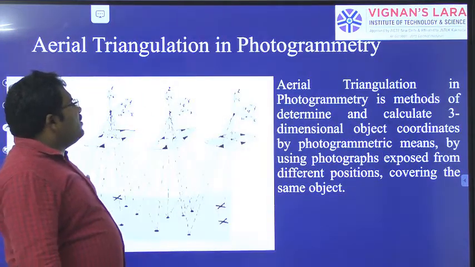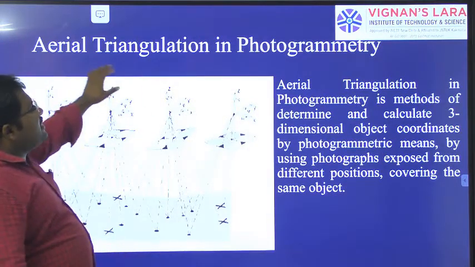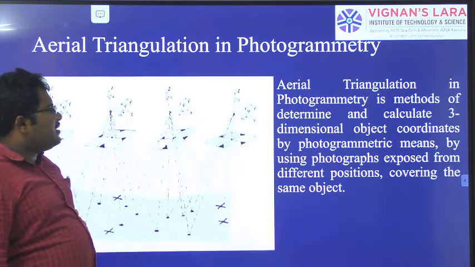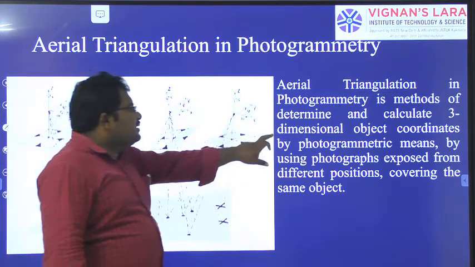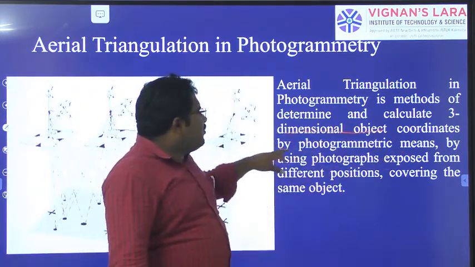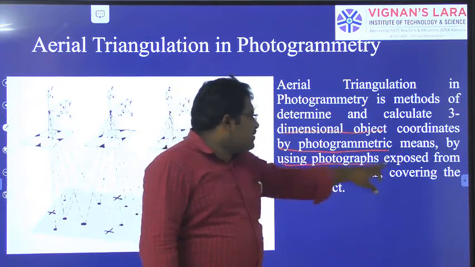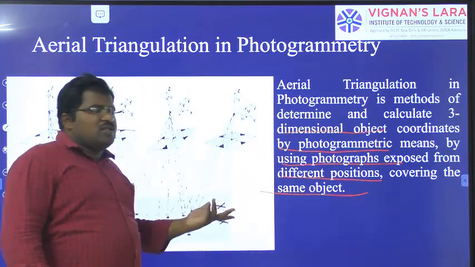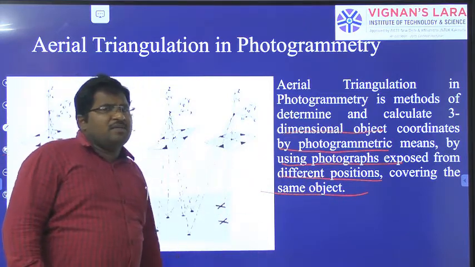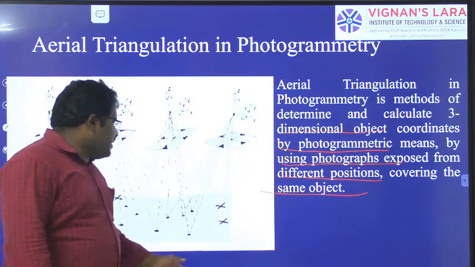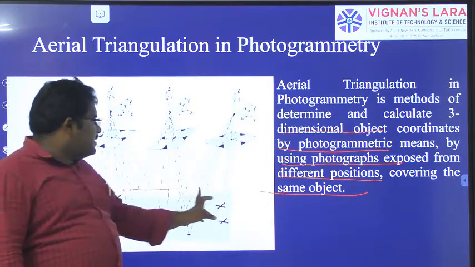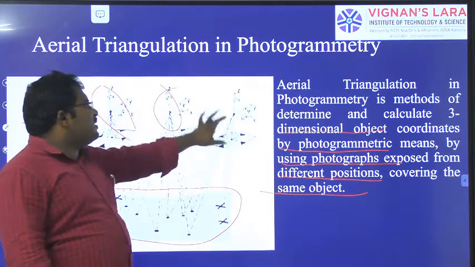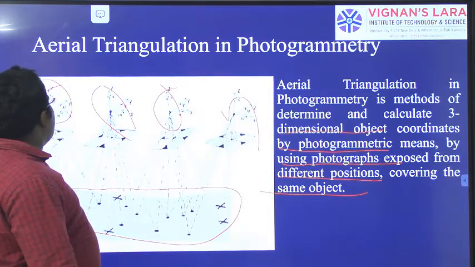Okay. Next topic, we are going to have what is called aerial triangulation in photogrammetry, right? Aerial triangulation in photogrammetry is a method of determining and calculating three-dimensional object coordinates by photogrammetric means, using photographs exposed from different positions covering the same object, right? So this we actually discussed previously. With the help of different photographs of the same area, taken from different positions, we are going to develop the 3D, that is called aerial triangulation.